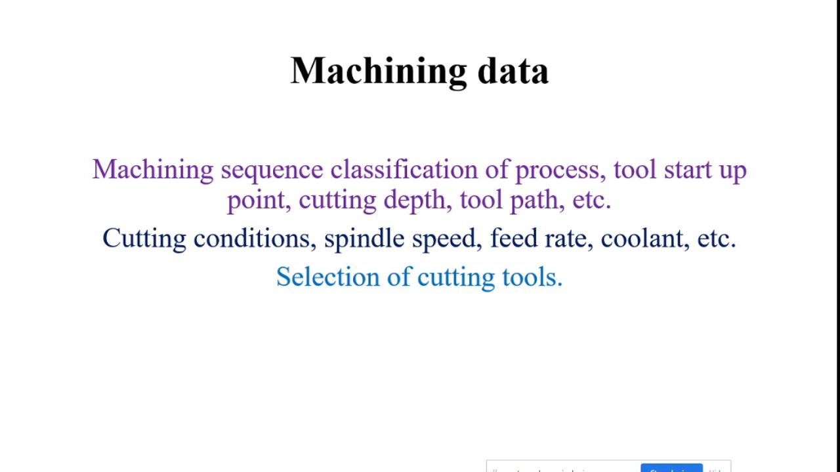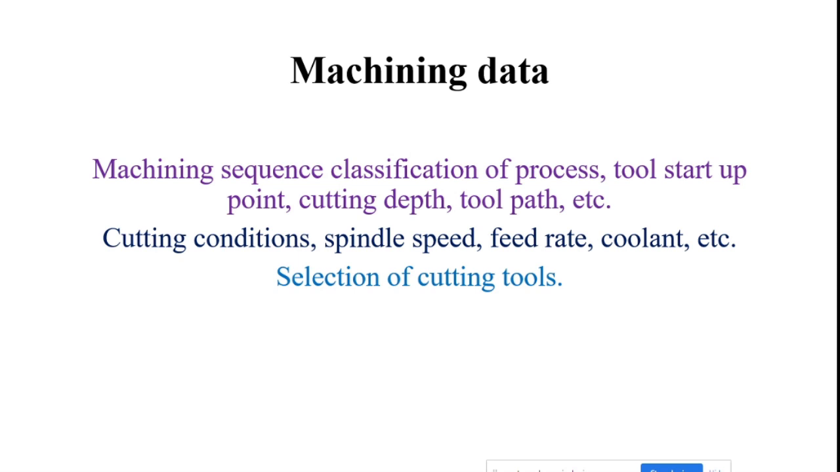And then here I have another question. What is machining data? Machining data has a sequence classification of the process, like the tool startup point in the workspace, the available workspace of a CNC machining center, and after that the cutting depth and tool path, how the tool moves from one point to another. Likewise, we have to give the machining sequence to the machine.